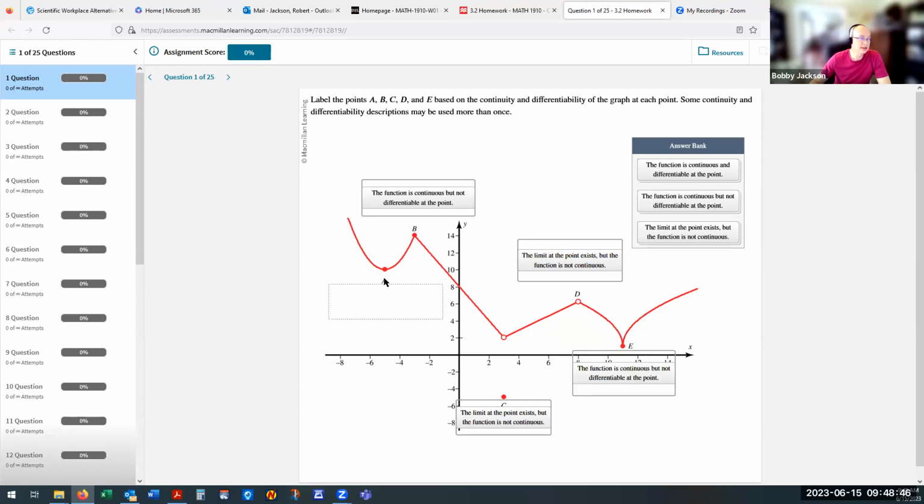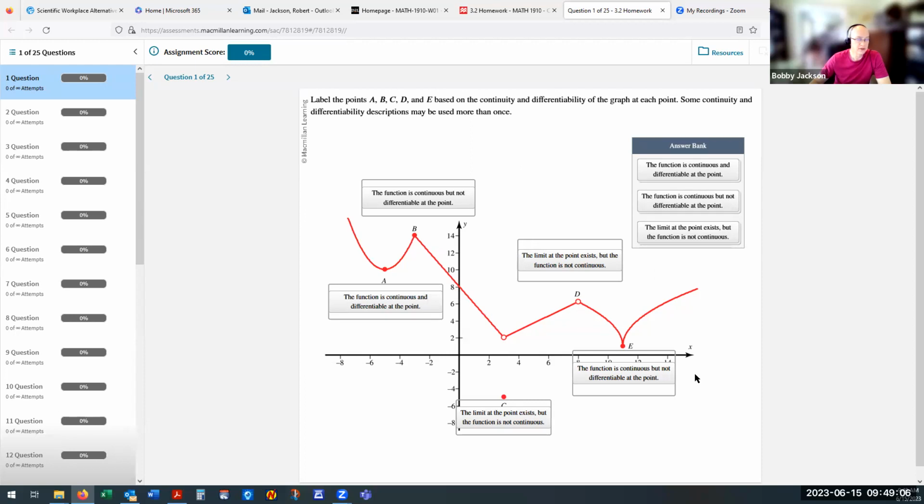So only at A is it differentiable. Notice the transition here is smooth. There's no abrupt change. And in fact, right at A, it looks like we would have a horizontal tangent line, meaning the derivative would be 0, the slope of that horizontal line being 0. So the function is continuous and differentiable at that point.